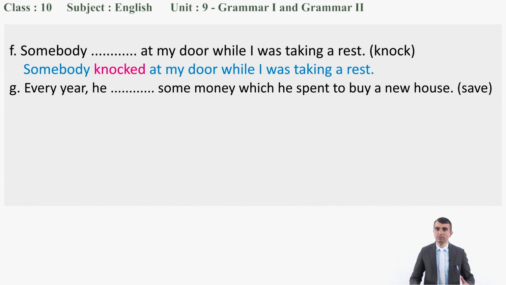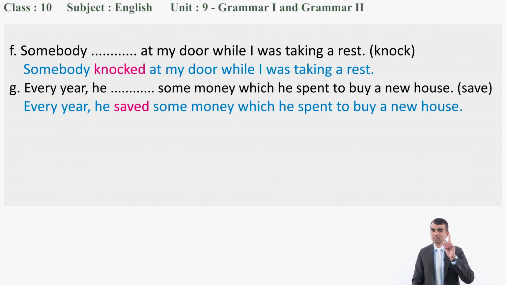Next, every year he saved some money which he spent to buy a new house. What do you use here? Saving the money and buying the house. The second is the response to the first one, isn't it? So we use saved. Every year he saved some money which he spent to buy a new house.